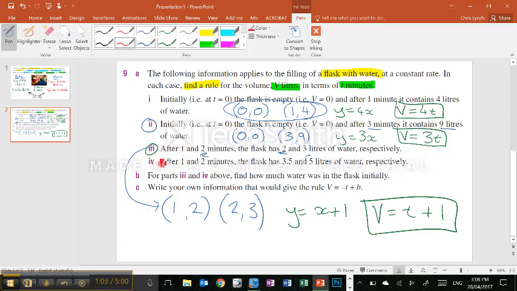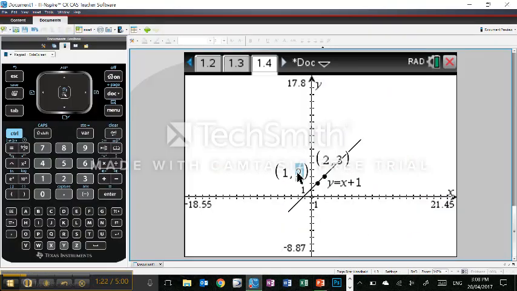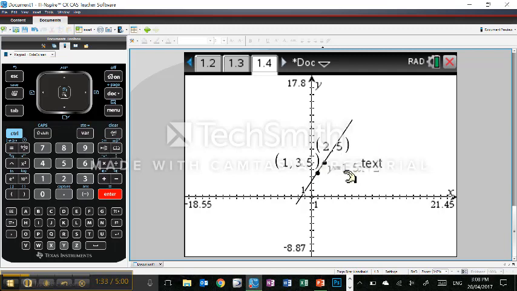Moving forward into our fourth question, I'll do this one in red. After 1 and 2 minutes, the flask has 3.5 and 5 litres respectively. So after 1 minute, it has 3.5 litres. After 2 minutes, it has 5 litres. So 1 and 3.5. We can change this to 3.5. The 1 stays there. And the second one was changing to 2 and 5. Change that to 5. There's our 2 points.